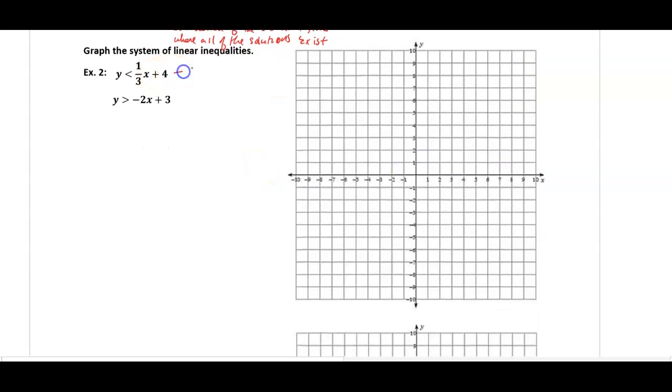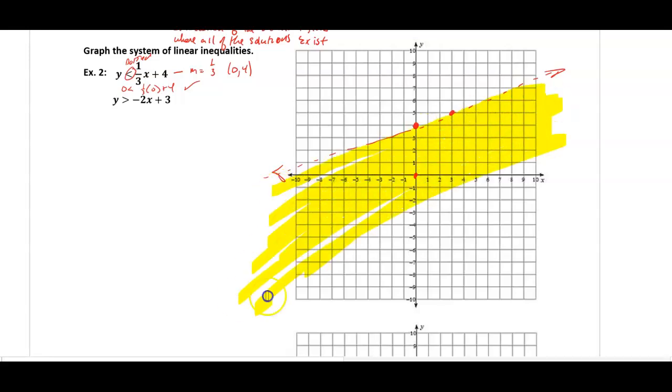We know graphing this inequality here, the slope is 1/3 and the y-intercept is (0, 4). So from (0, 4), I'm going to go up 1 over 3. The inequality tells me it's going to be dotted, so I'm going to draw my dotted line. Now, (0, 0). Is 0 less than 1/3 times 0 plus 4? Yes. Therefore, (0, 0) is in the shaded region. Okay, so this is a shaded region for that.